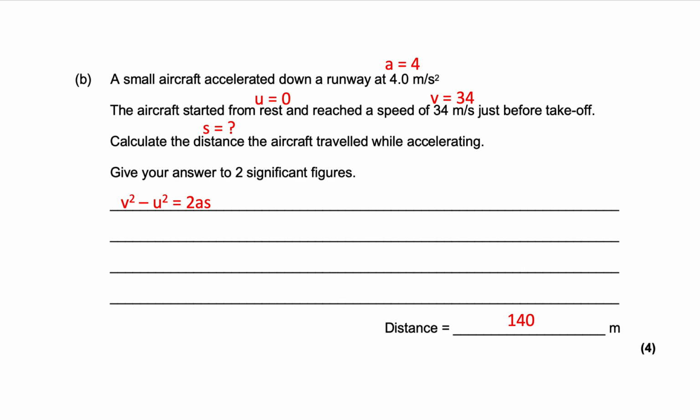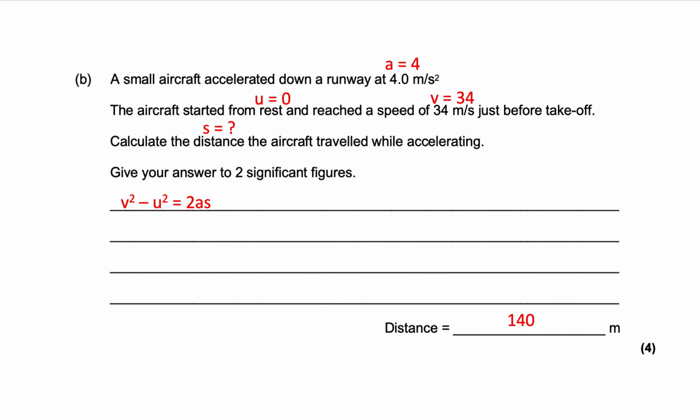Next part of the question, a small aircraft accelerated down a runway at 4 meters per second squared. So it's taking off. Accelerate means it's increasing its speed. The aircraft started from rest, so that means it was stationary, not moving, and reached a speed of 34 meters per second just before takeoff. So that's how much its speed has increased. Calculate the distance travelled by the aircraft while it was accelerating.